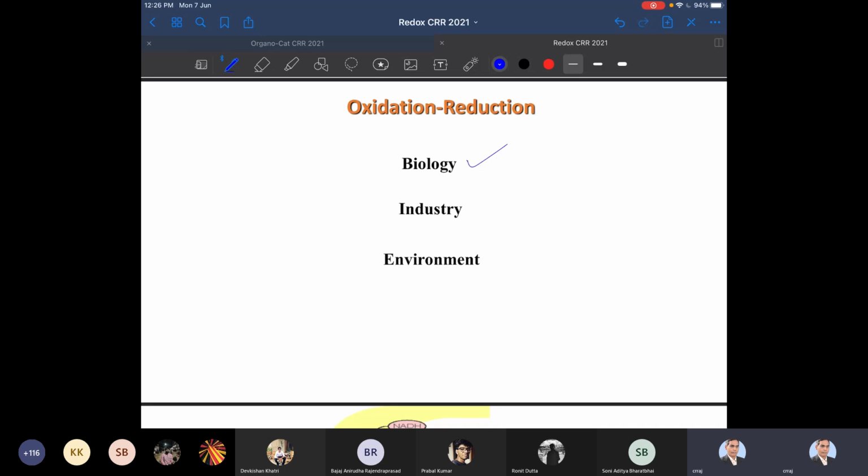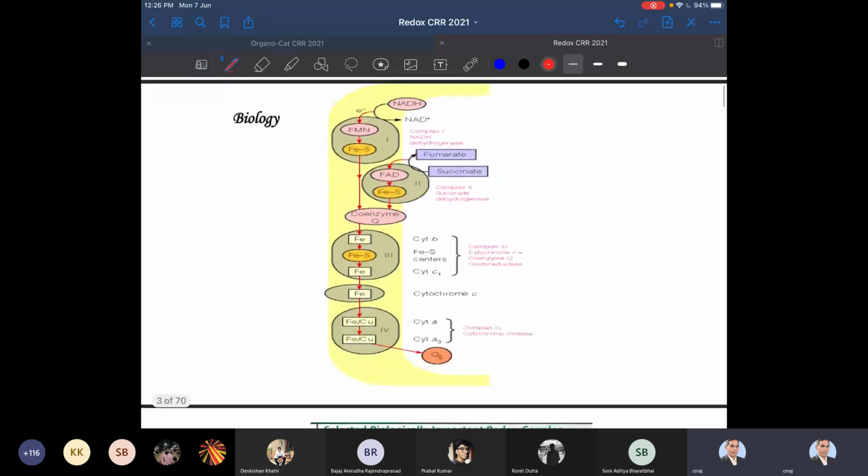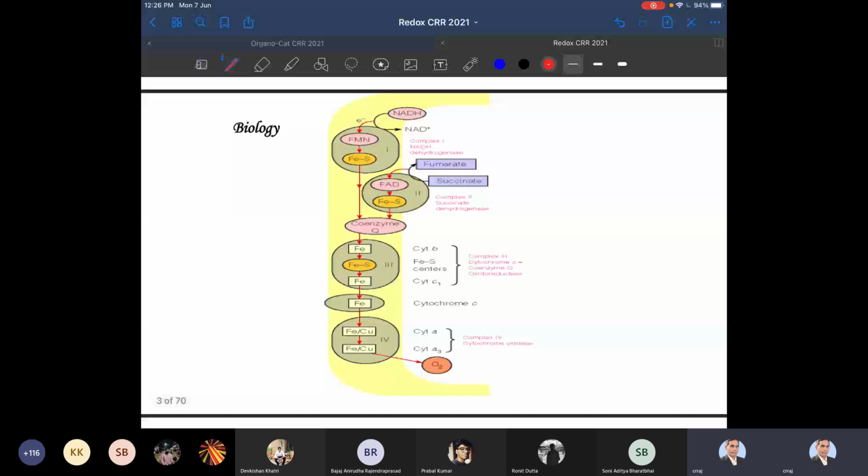So the redox reaction is in biology, right? I will show you an example. And industry also it is there. And of course, in the environment also. We can see all this in the biological redox reactions, in industry, as well as the environment. Biology, what I'm talking about, I'm not sure how many of you are familiar with this cycle.